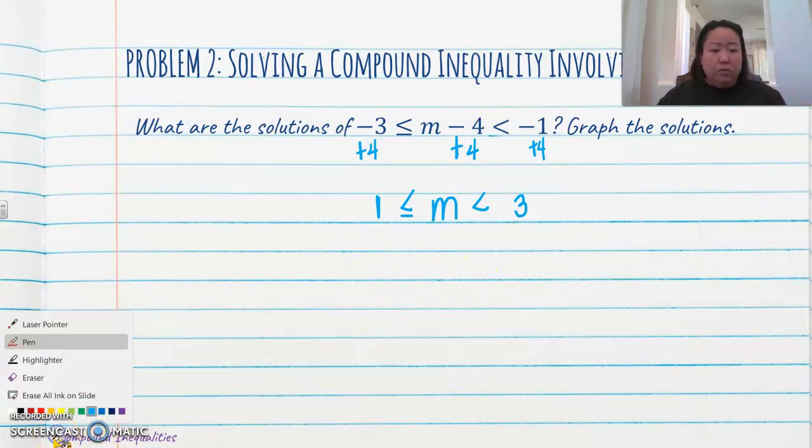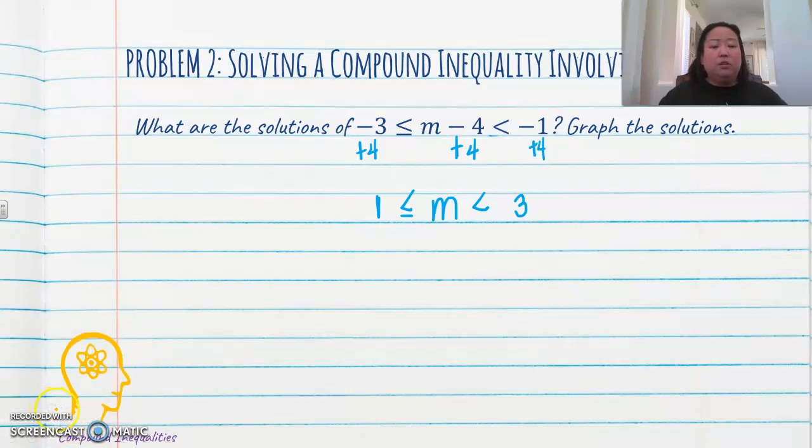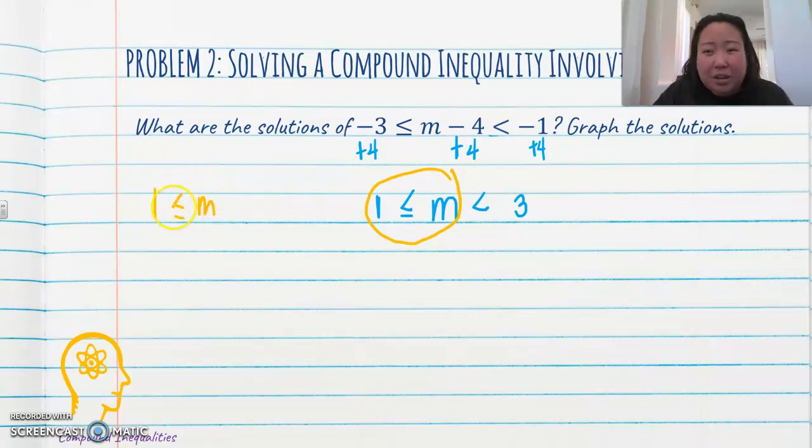And so m, how are we going to graph this? Now, you know that when we have compound inequalities, we will have two or more inequalities. So let's get one part first, this part over here. That is 1 is less than or equal to m, but again, we cannot graph it that easily if our m is on the right side. So we switch it to the other side. This is now going to be m is greater than or equal to 1. So that is one part of the inequality.